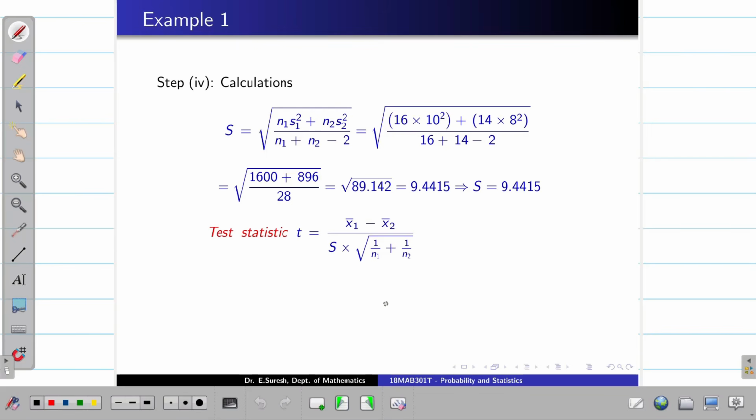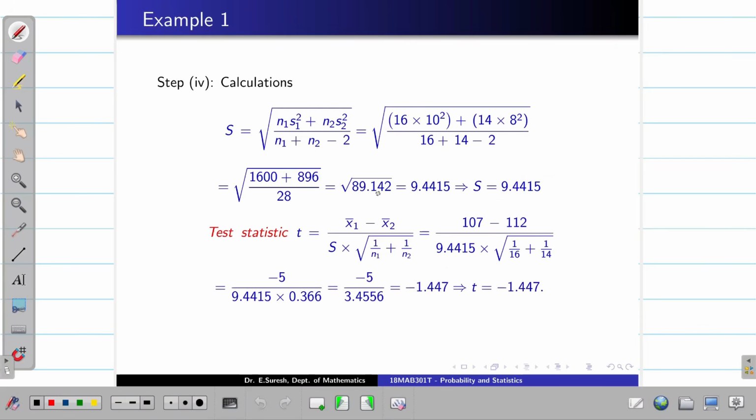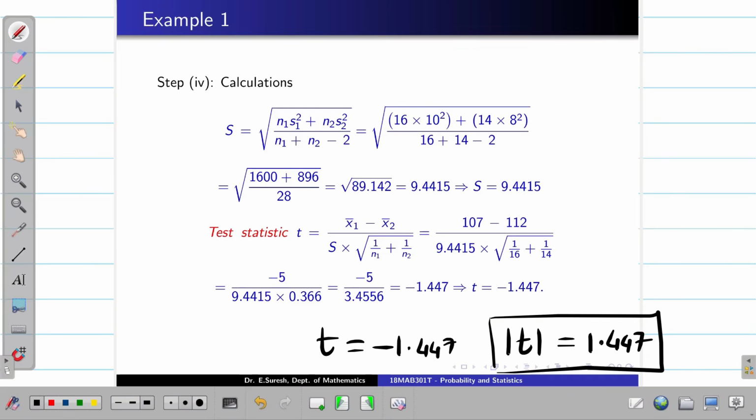Next, we use the formula for the t-test statistic, that is x1 bar minus x2 bar, in the denominator S into square root of 1 by n1 plus 1 by n2. Substitute the values; the S value we just found. Substituting all the values using your calculator, we find our t value is minus 1.447. Then modulus of t is 1.447. Next we have to do the conclusion.